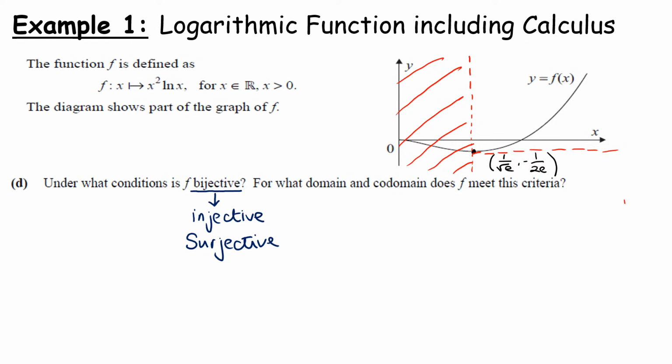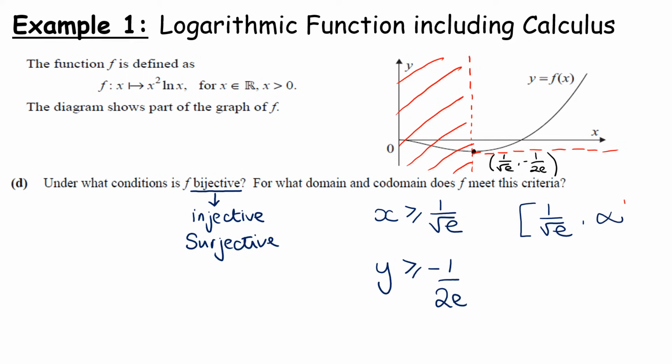So for injective and surjective, i.e. to be bijective, we want to have the x value that is greater than or equal to 1 over the square root of e, and we want to have the y value that's greater than or equal to minus 1 over 2e. Now, another way we could write that is with our brackets. So if we want to include it, we put a square bracket. That's 1 over root e, and then comma, and it goes to infinity. And same thing here. Square bracket means it's included, and then infinity.